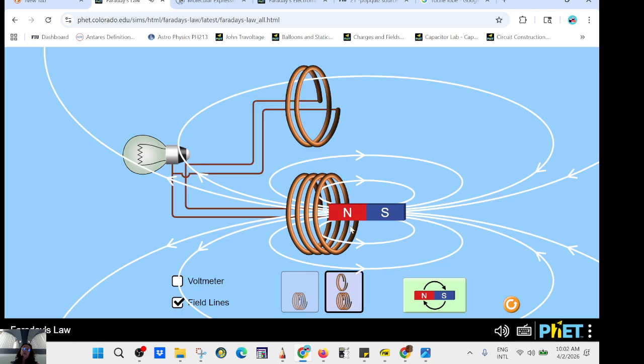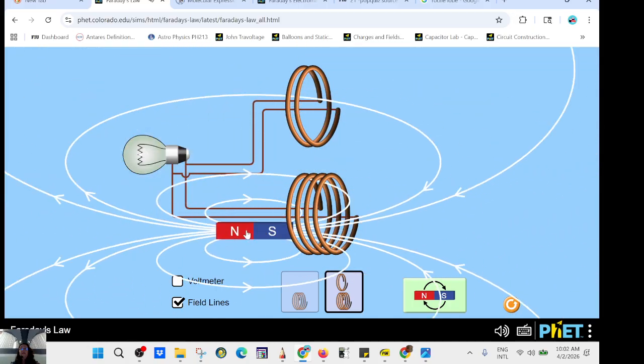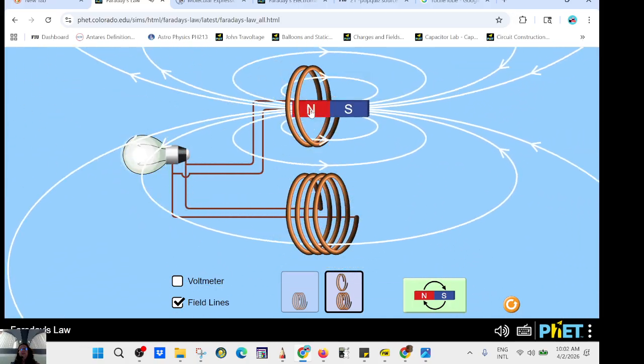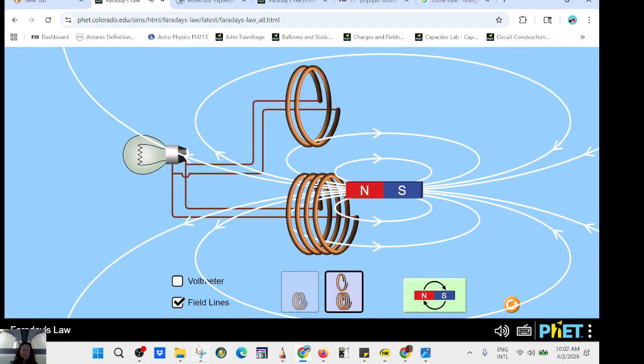I can increase the number of loops. See, more light, less light. Okay, so that's the idea.